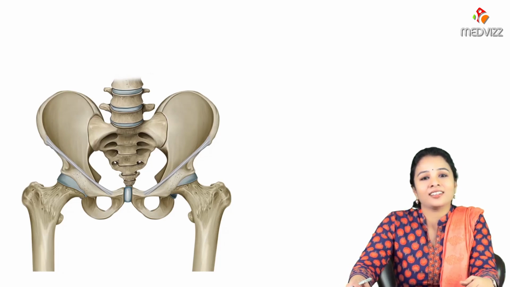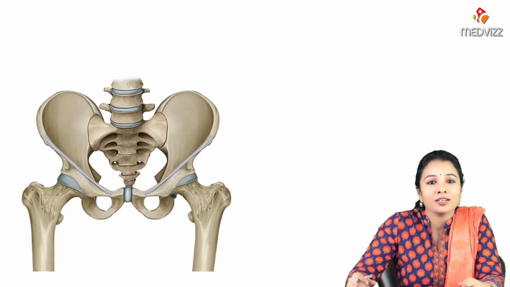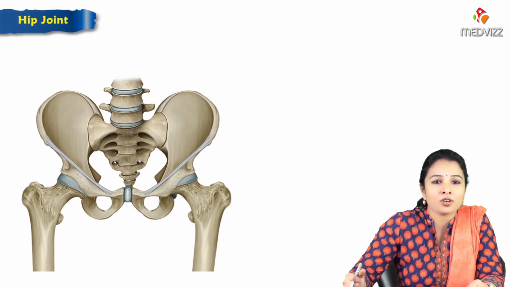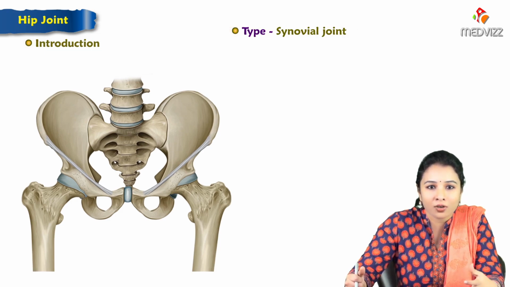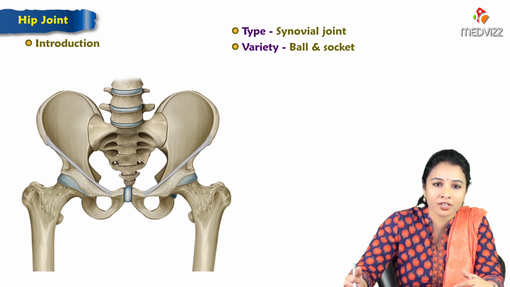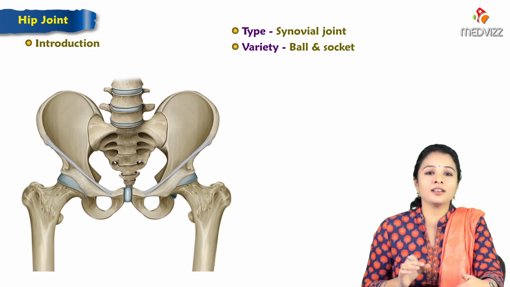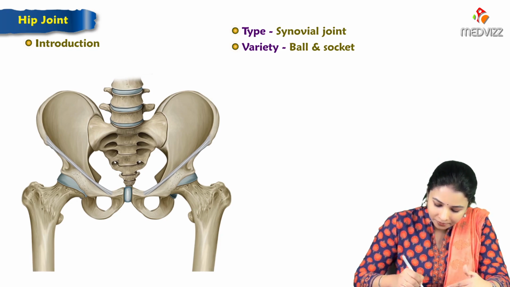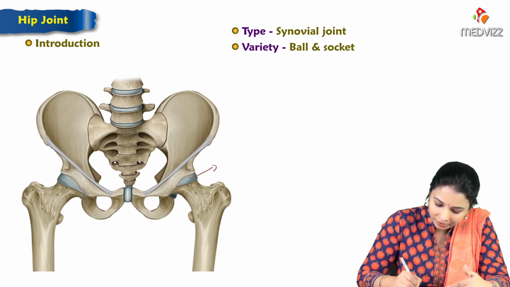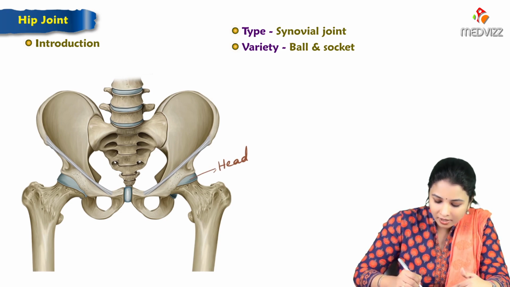Dear students, now the present topic is on a large ball and socket joint in our body, that is the hip joint. The hip joint is a synovial joint, and under synovial it is a ball and socket joint. Here is the anterior view of the hip joint showing the head of the femur articulating with the acetabulum of the hip.